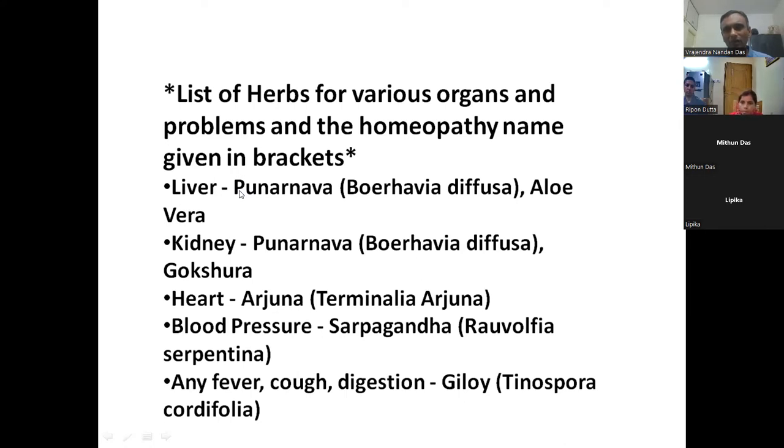So if you are going to a homeopathic shop, then instead of Punarnava, you should say Boerhavia diffusa. It is written in the bracket in the slide.